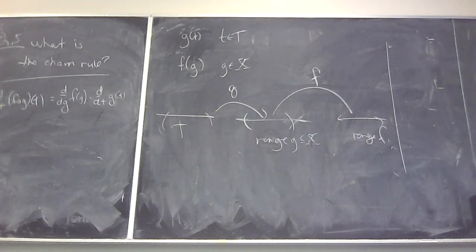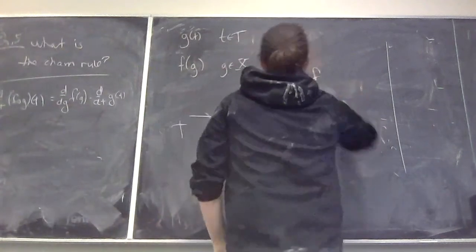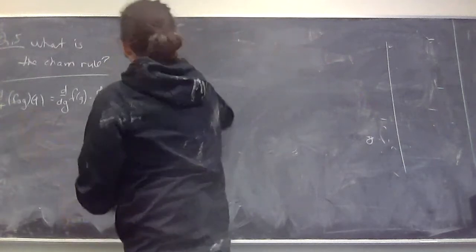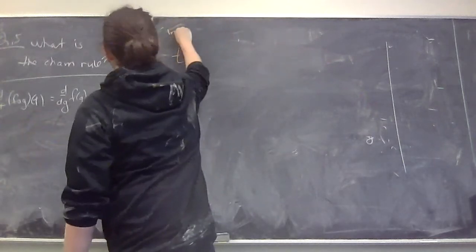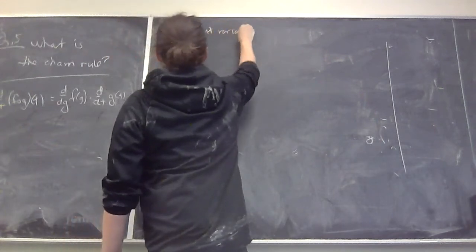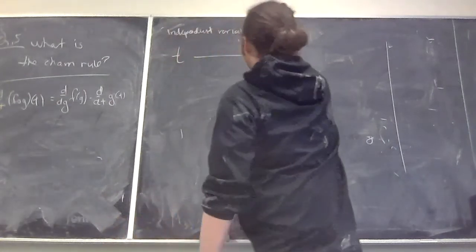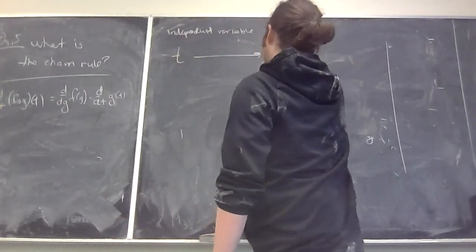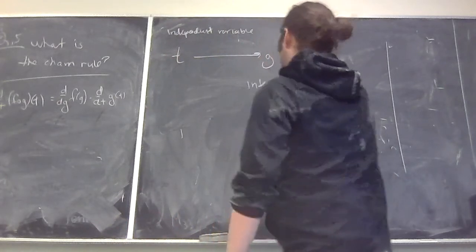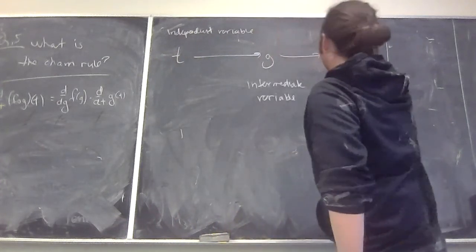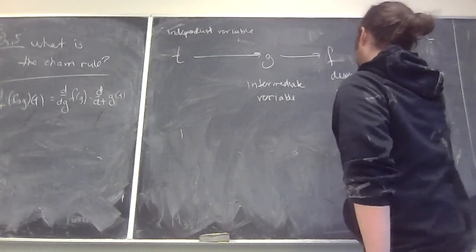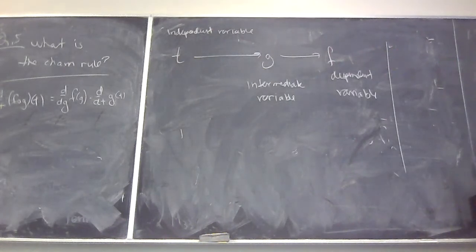And the way that we keep track of what's happening is with what's called a variable hierarchy. So what is the independent variable of this function? The independent variable is t. This is the independent variable. And it gets fed into g, which we think of as something called the intermediate variable. That gets fed into f, which is the dependent variable. Right, so there's two relationships happening here.